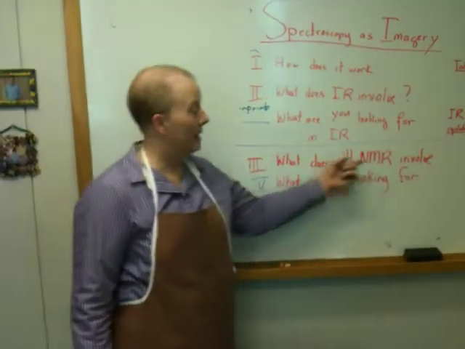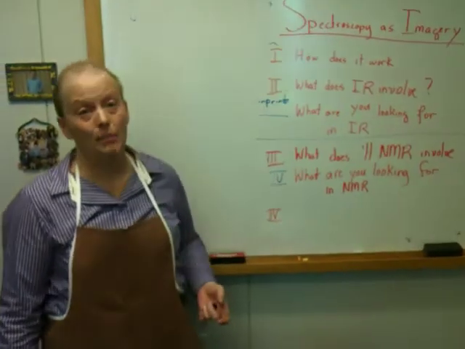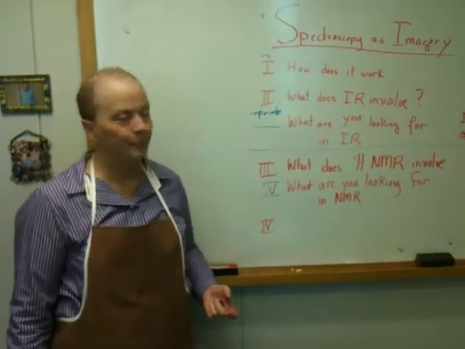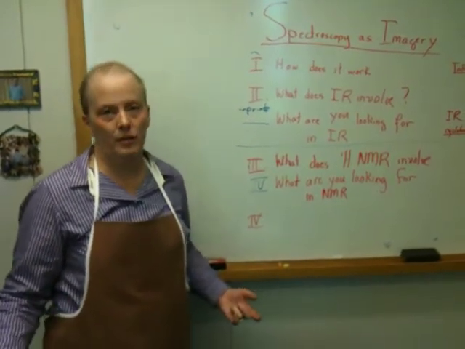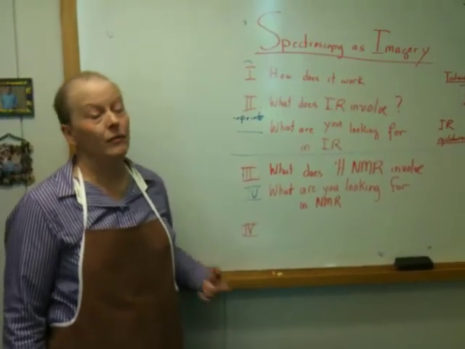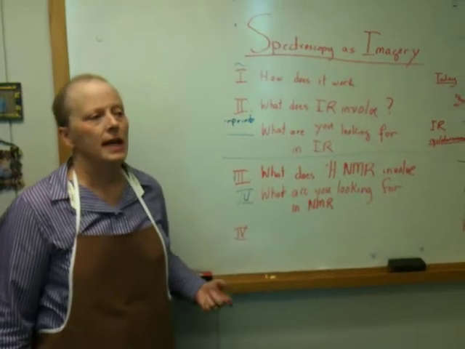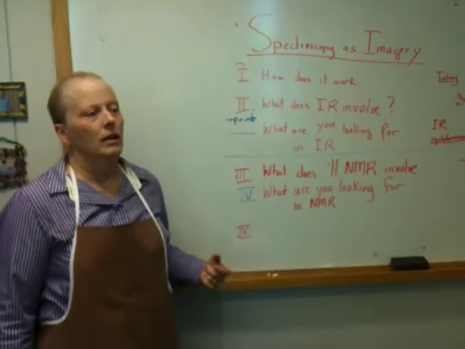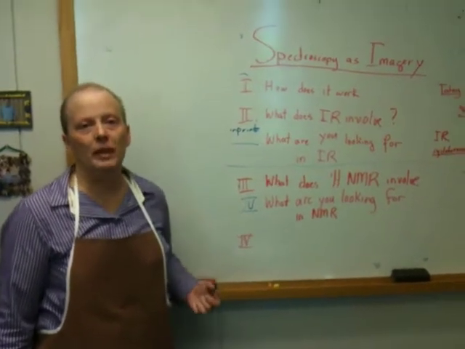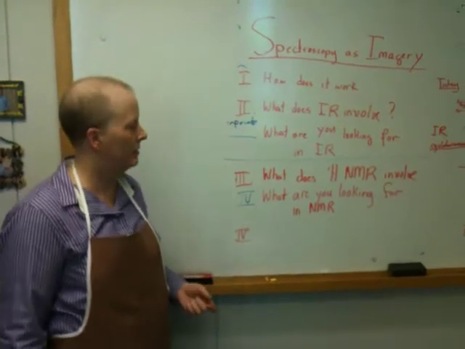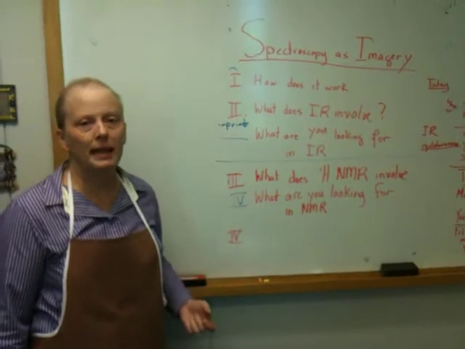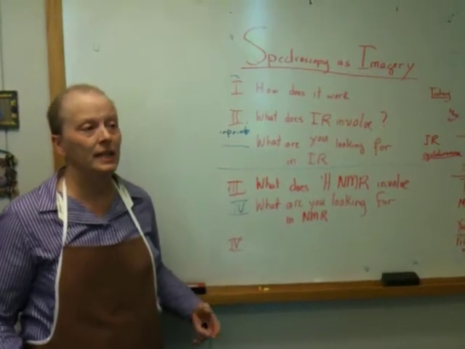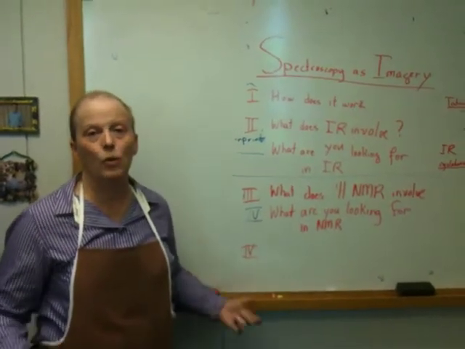Now, what does NMR involve? NMR is a much more complicated technique than IR. It involves a magnet and radio frequency. And basically, you have to start thinking about molecules as having little magnets in them. Spinning charges are magnetic, and the hydrogens in molecules are magnetic. And when you put them in a magnetic field, they behave in a very distinctive way. They sort of get ordered.